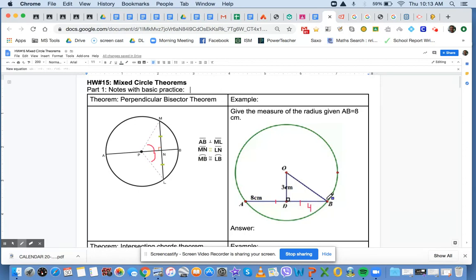Well, we have a right triangle. So how can I find the radius with the right triangle? Pythagorean's theorem says, well, we square the legs, so 3 squared plus 4 squared is equal to the hypotenuse squared. So that would be 25. The square root of 25 is 5. So this is 5, right?